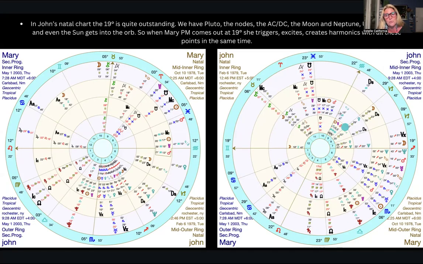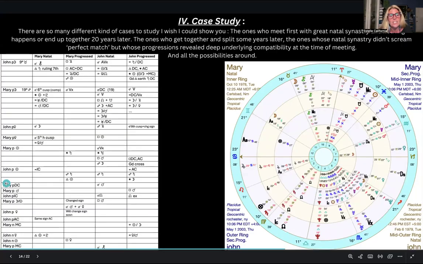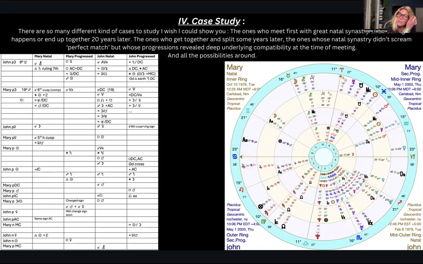I'm going to count it in because it's so beautiful, and the nodes. So look at how many points you have in the chart at this degree. So of course, when Mary's progressed Moon comes to 19 degrees, she hits everybody in there. She creates harmonics to all the points at the same time. So let's go back. I just wanted to show you this amazing chart in the center. So Mary's progressed Moon, the big weapon of the story, arrives.